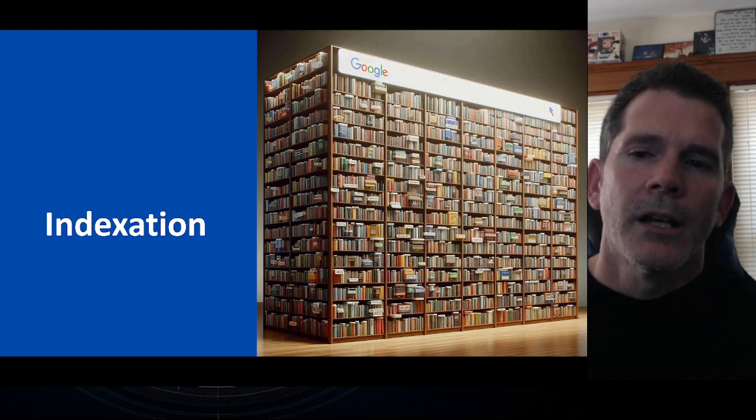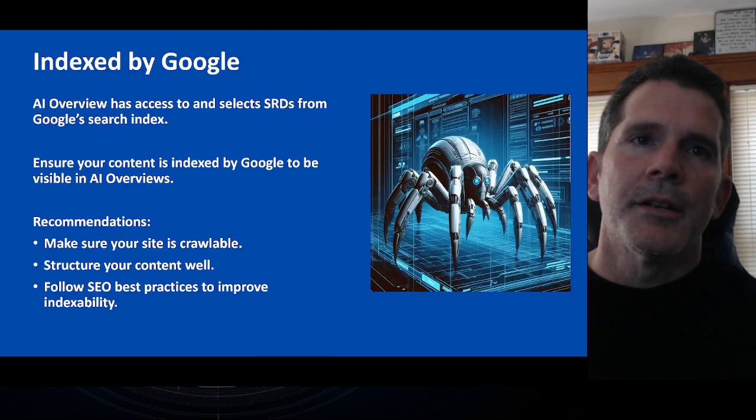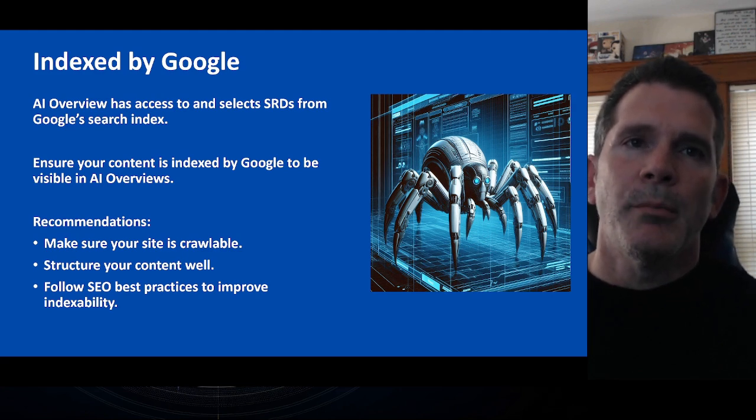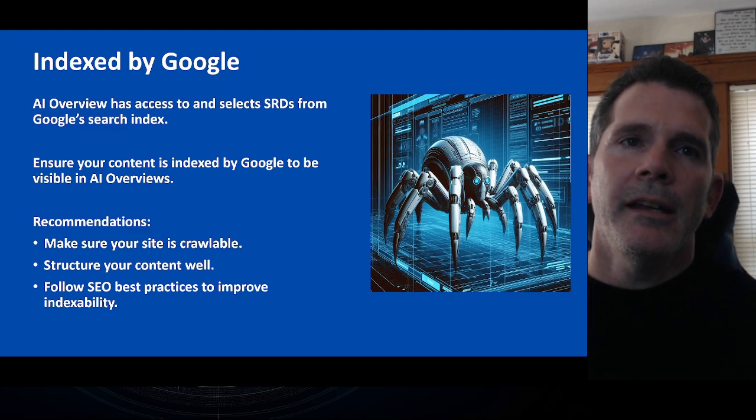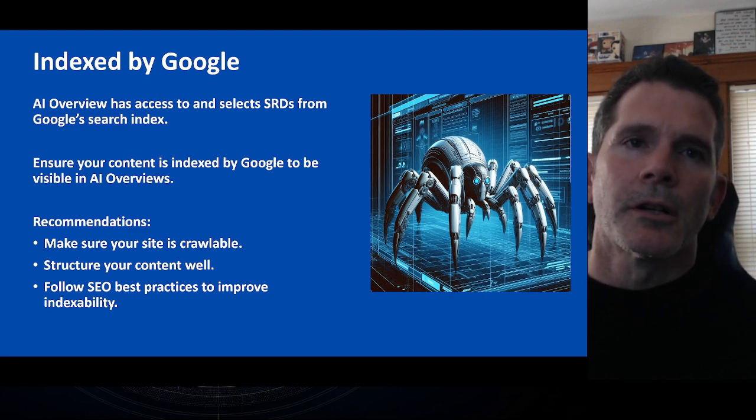And lastly, I want to talk about indexation. The AI overview has access to and selects search result documents from Google's search index. So you need to ensure that your content is indexed by Google to be visible in the AI overviews. To improve your indexability, make sure your site is crawlable, your content is well structured, and you follow SEO best practices.